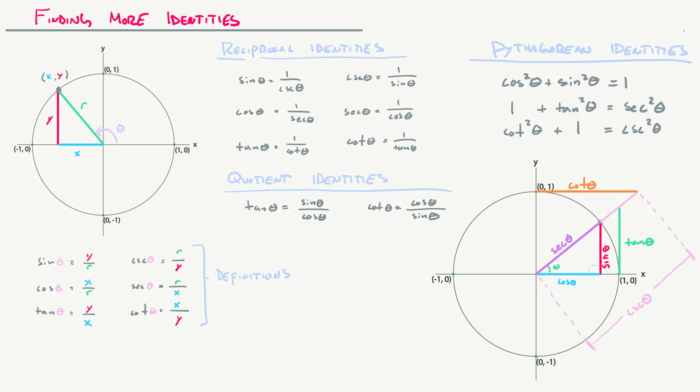The thing I want to point out is that the triangle with secant theta, tangent theta, and 1 is on this picture, right? So if you use the Pythagorean theorem on this triangle, you would have 1 squared, which is 1, plus tangent squared is equal to secant squared. And here's the other one, right? Cotangent squared plus 1 squared, which of course is just 1, is equal to the cosecant squared of theta.